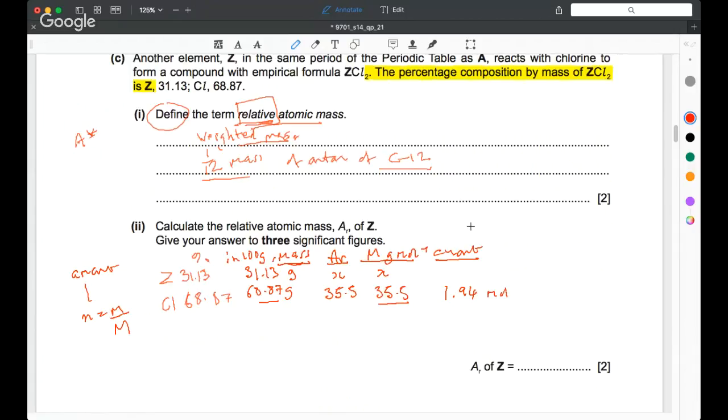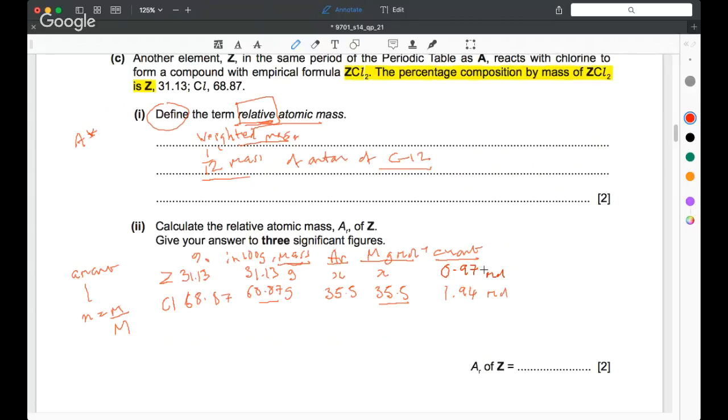Now, we know from the question stem up here that the relationship between the number of moles of chlorine and the number of moles of Z is 1 to 2. So if we've got 1.94 moles of chlorine, then the number of moles, the amount of Z, must be half of that. So that's easy, just divide 1.94 moles by 2, and we end up with 0.97 moles of Z.